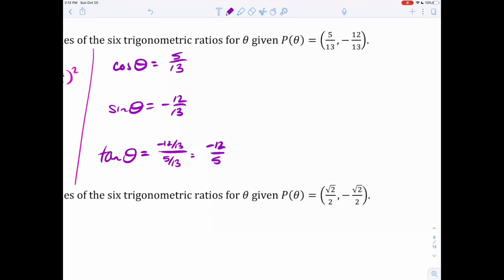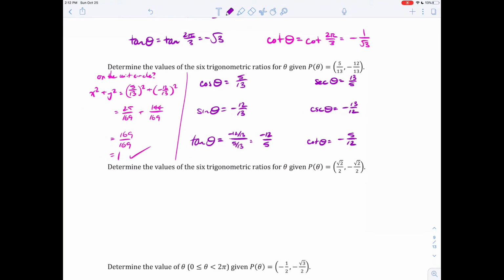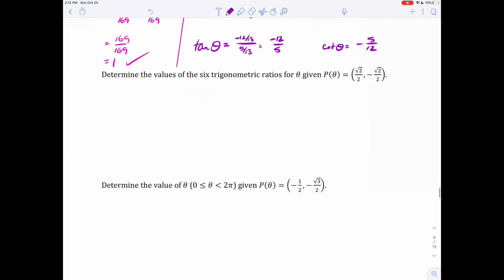And if we want the other three, because we've got 6 trig ratios, then if we want secant, that's the reciprocal of cosine of theta. So now secant is 13 over 5. Cosecant of theta is the reciprocal of sine theta, so negative 13 over 12. And cotangent of theta will be negative 5 over 12. Shaboom. Moving on.